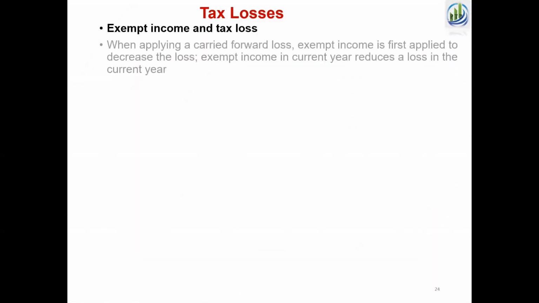Now we will move into exempt income. You may remember that in the first week I talked about two types of income that are not taxable: exempt income and non-assessable, non-exempt income. What's the difference between the two? I said that non-assessable, non-exempt income is not included in the tax loss calculation, but exempt income is included. Now we will see how exempt income is treated when we have tax losses.